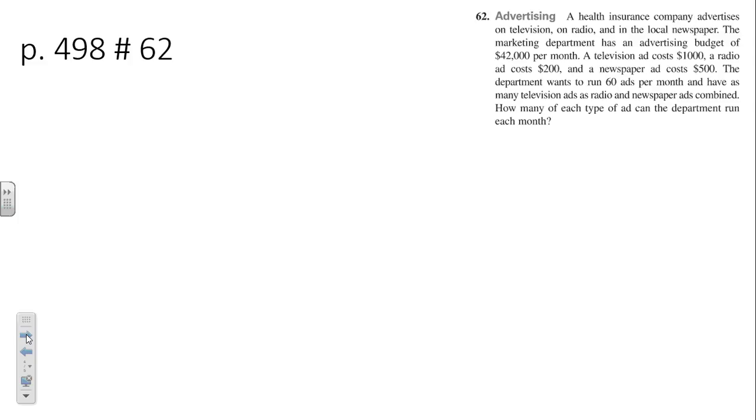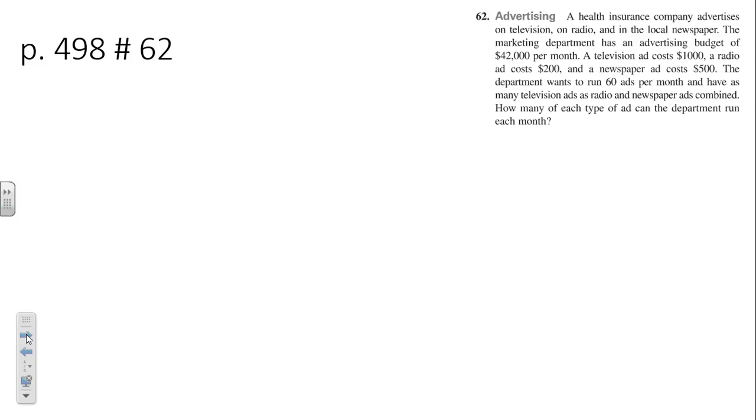Number 62 in your book, on page 498. I've made the font really small so that I can see it, but you probably can't see it from where you're at. So if you can pop your book open to page 498, number 62. We'll talk about how to set up a system of equations with 3 variables. Something we can always use practice on, these word problems.